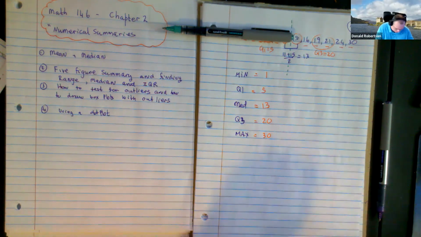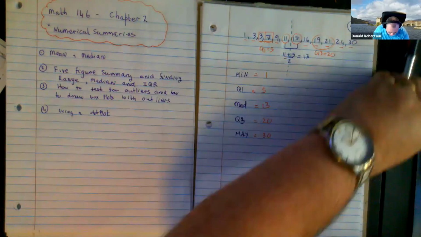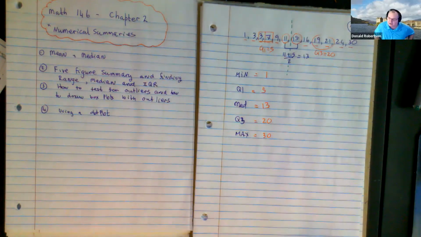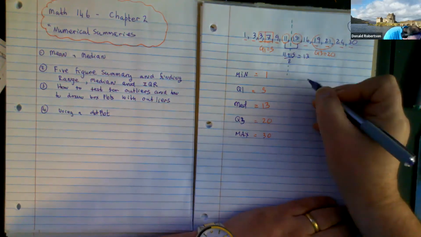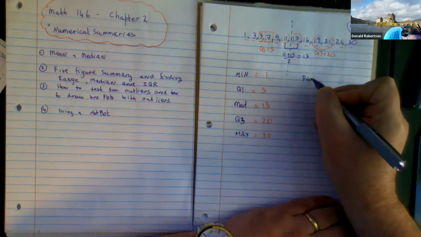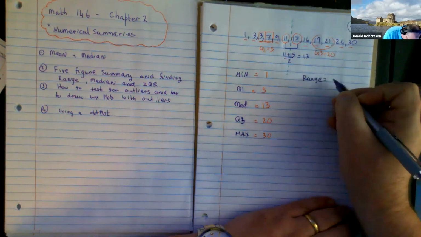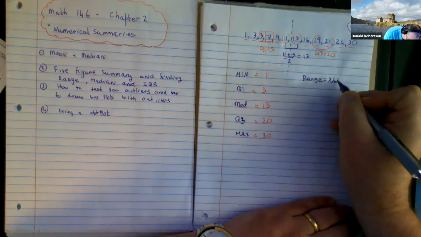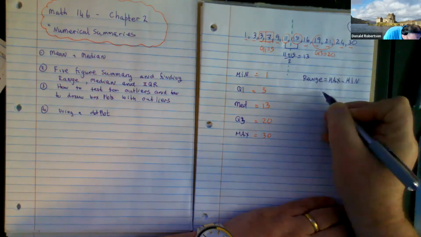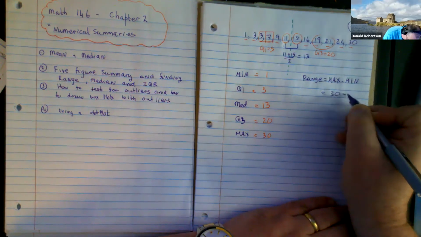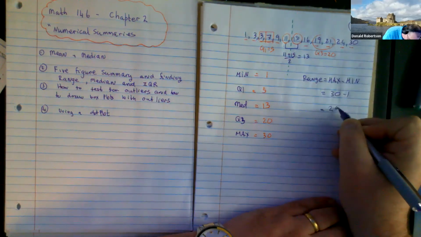Right? And I did it by hand because I think it's good to know how to do it by hand, so that when you do it in a calculator, you're just doing it because it's quicker, right? You're not doing it because you don't know how to do it. You're doing it because it's quicker. Right, now, they ask us for the range. And the range is the difference between the biggest and the smallest. So in this case, the range would be 29.